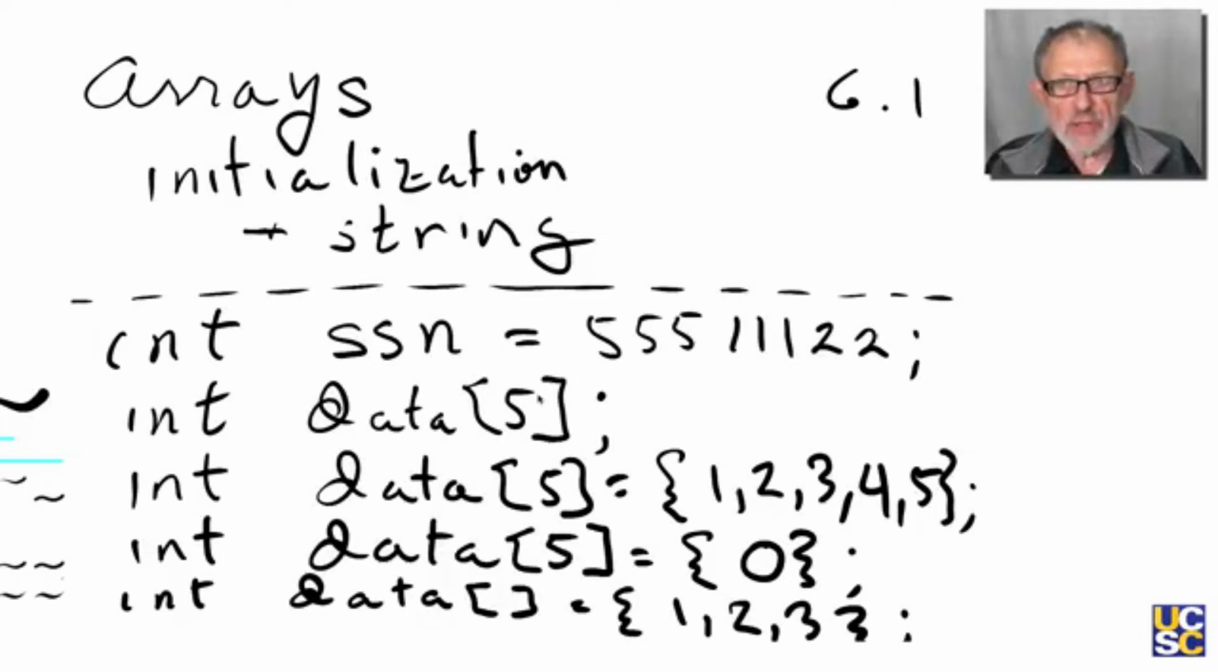First, let's deal with the whole concept of array initialization. So we know that when we declare a simple variable, like here int SSN, we can, after the equal sign, which in this case is initialization, give it some appropriate constant value.